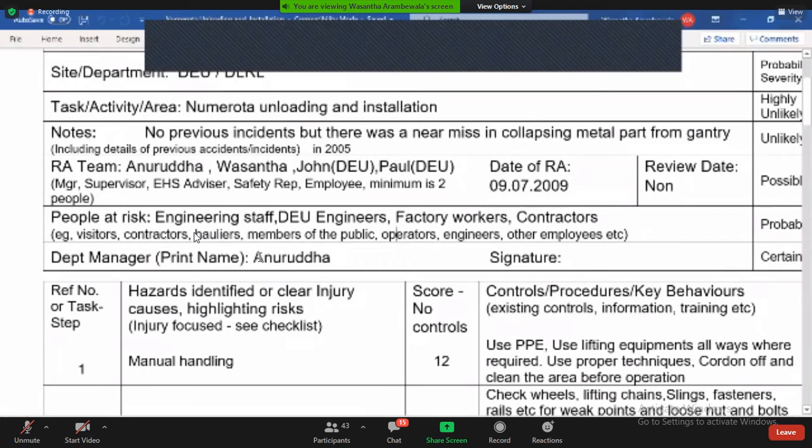Because it's very important. Normally, once you carry out the reassessment, you have to brief the department manager and get his signature. That means he agrees with the risk rating and controls. That's the agreement. That's why he has to sign here. This is very important. Let me minimize it.